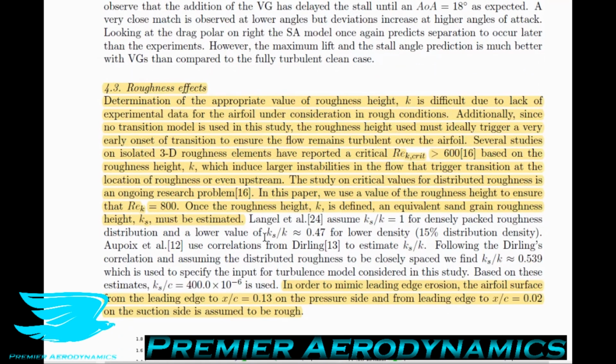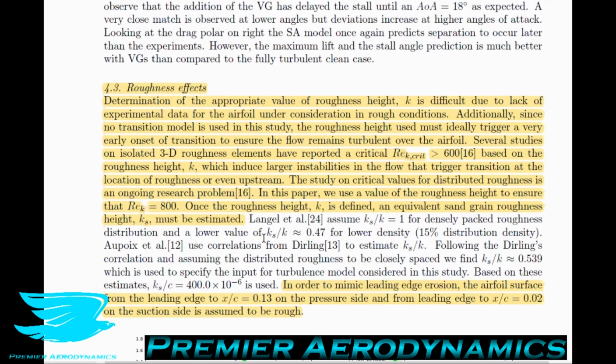Additionally, since no transitional model is used in this study, the roughness height used must ideally trigger a very early onset of transition to ensure the flow remains turbulent over the airfoil. Several studies on isolated 3D roughness elements have reported a critical Reynolds number of 600 based on the roughness height K, which induce larger instabilities in the flow that trigger transition at the location of roughness or even upstream.